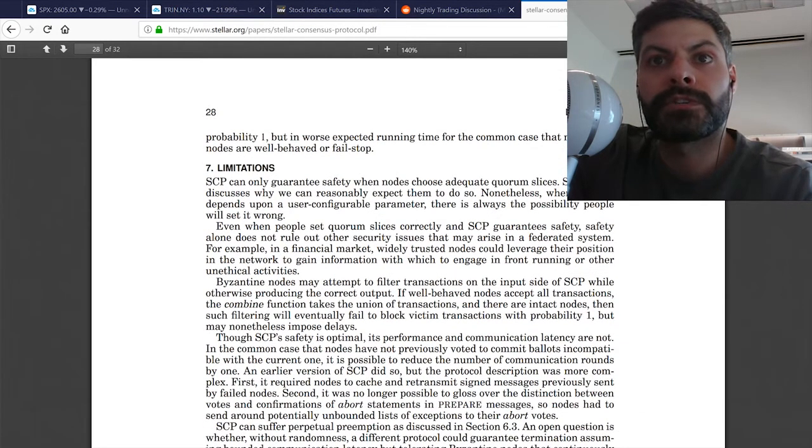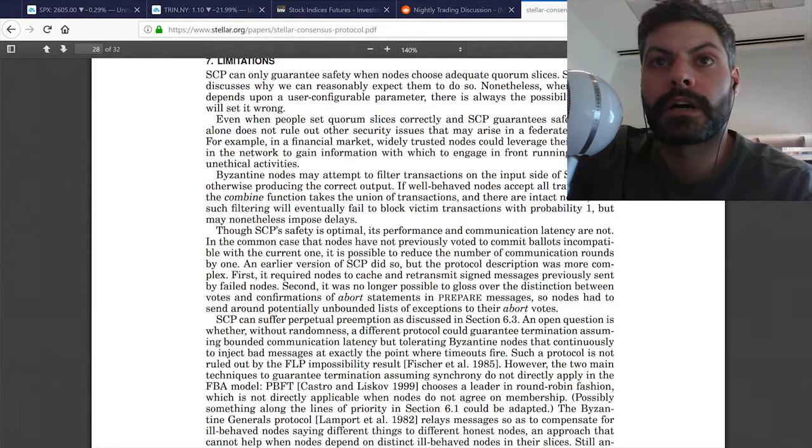Byzantine nodes may attempt to filter transactions on the input side of SCP while otherwise producing the correct output. If well-behaved nodes accept all transactions, the combine function takes the union of transactions, and there are intact nodes, then such filtering will eventually fail to block victim transactions with probability 1, but may nonetheless impose delays. Though SCP's safety is optimal, its performance and communication latency are not. In the common case that nodes have not previously voted to commit ballots incompatible with the current one, it is possible to reduce the number of communication rounds by 1.